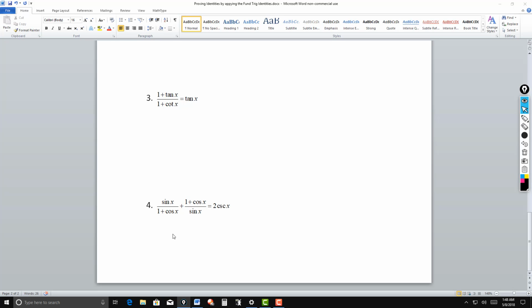Clear this. Okay. We have sine x over 1 plus cosine x plus 1 plus cosine x over sine x is equal to 2 cosecant of x. Again, the left side is more complicated, so we take the more complicated side.